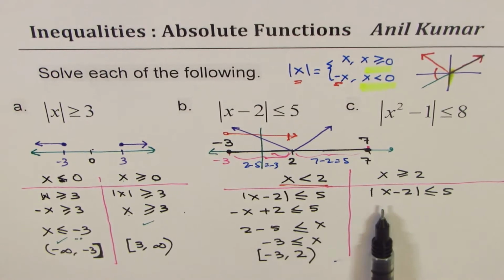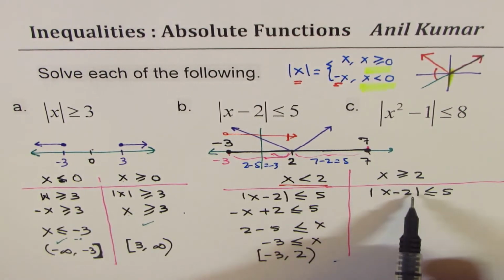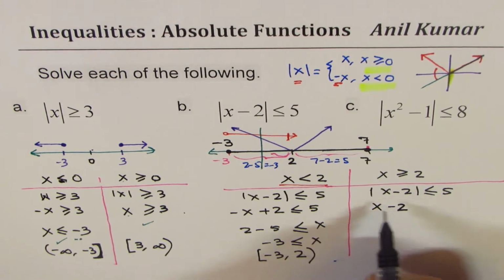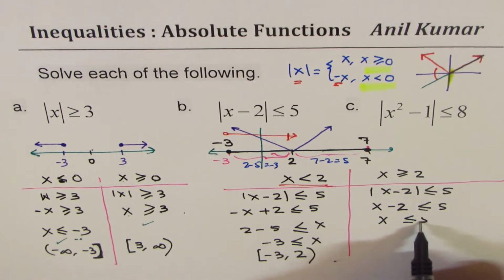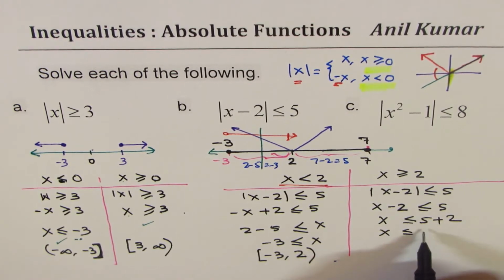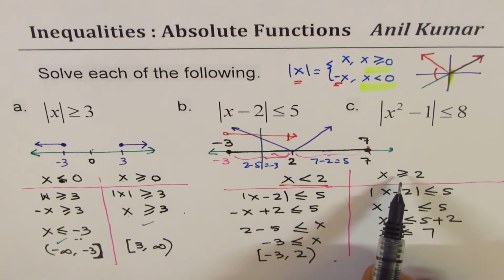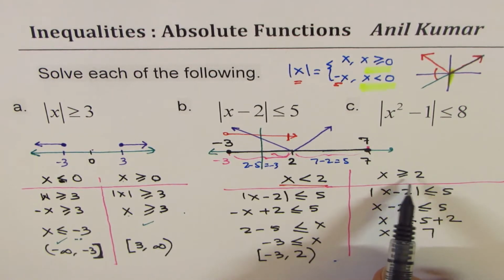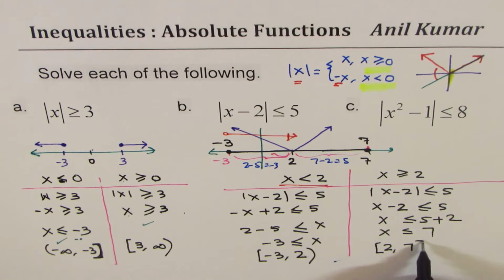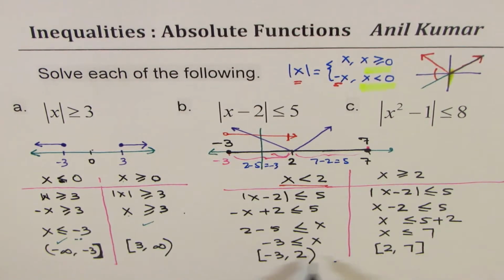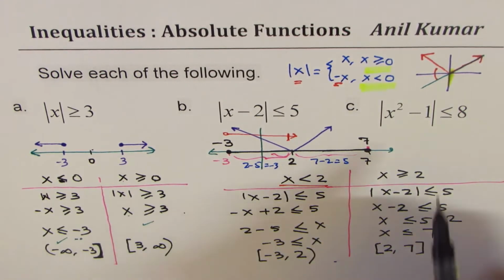Let's redo this on the right side. Now absolute value of x minus 2 remains x minus 2 when you open this up, less than or equal to 5. We say x is less than or equal to 5 plus 2, or x is less than or equal to 7. Now since we are working in the interval from 2 to infinity, we could come at maximum till 2. So the solution is including 2 to 7. Do you see that? And when you combine both of them, you get minus 3 to 2 and 2 to 7 to include it.